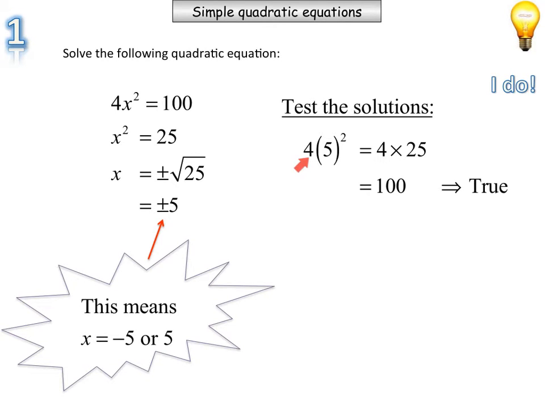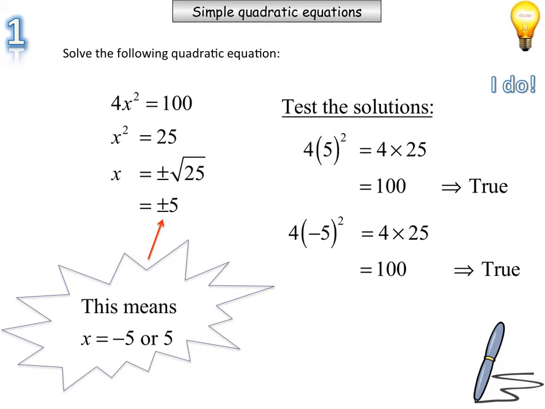So we got 4 multiplied by x squared. I'm going to test the positive one first. 4 times 5 squared is the same as 4 times 25, which equals the right-hand side, 100. That's true. So that means 5 is a correct answer. Substitute our other answer, the negative 5. 4 times negative 5 all squared is the same as 4 times 25, which is the same as 100. That's also true. So we have our two correct solutions, negative 5 or positive 5.